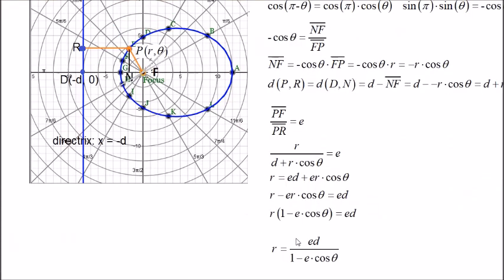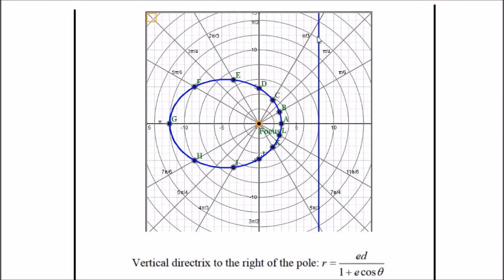So in summary, if we have a vertical directrix that is to the left of the pole, then the equation will be R equal to ED divided by 1 minus E times cosine of theta. If we have a vertical directrix that is to the right of the pole, then the equation for the ellipse will be R equal to ED divided by 1 plus E cosine of theta.